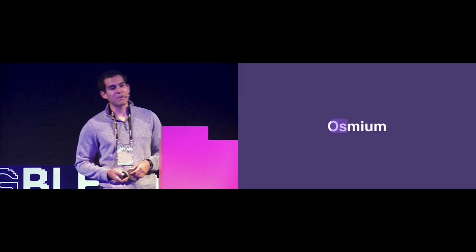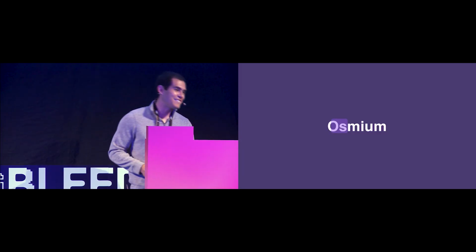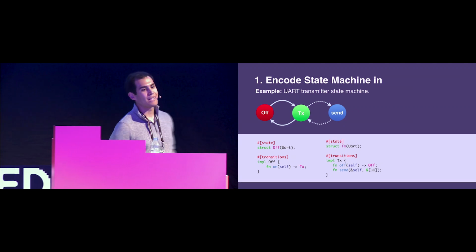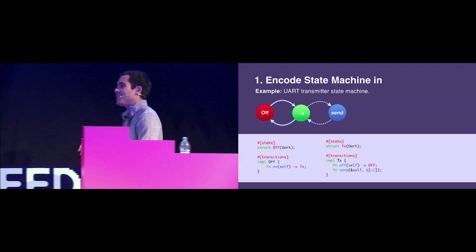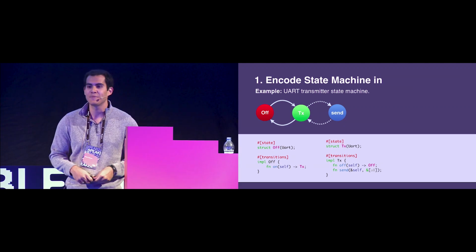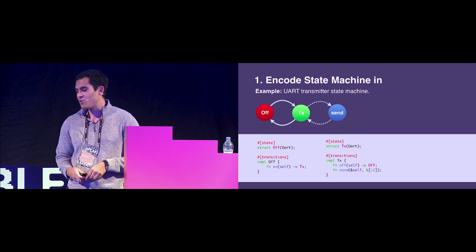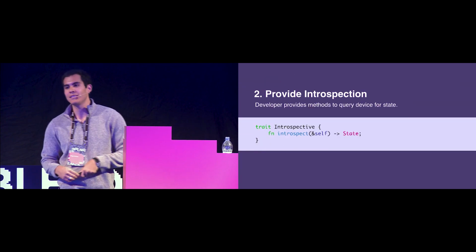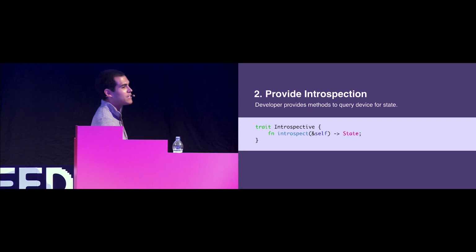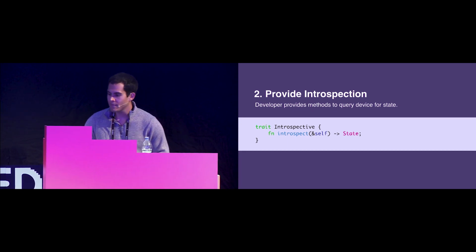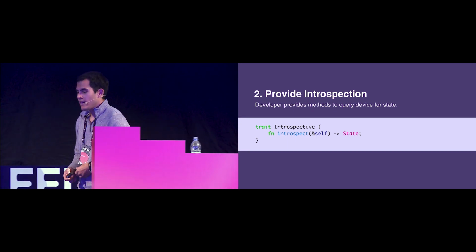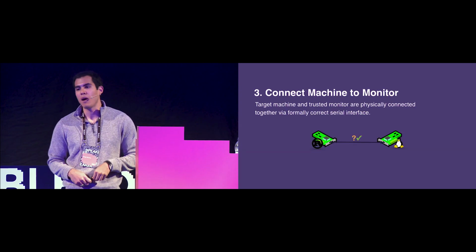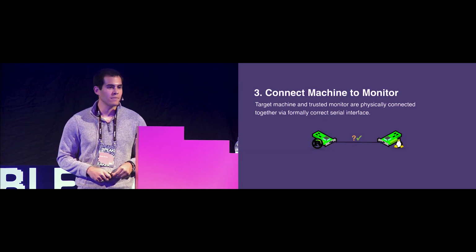This is Osmium, it's an operating system. Here is what it does. You write device drivers in Osmium. You encode a state machine in Rust, and it looks like this. And then the second thing you do is you write these little implementations that effectively allow you to query the device for what state it thinks it's in. And then you connect the machine to something we call a monitor, just another machine.